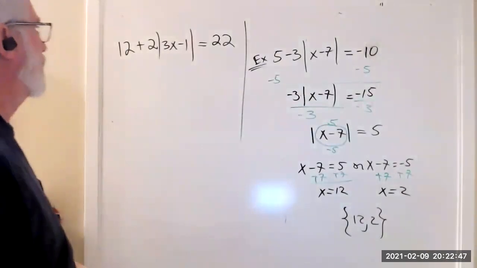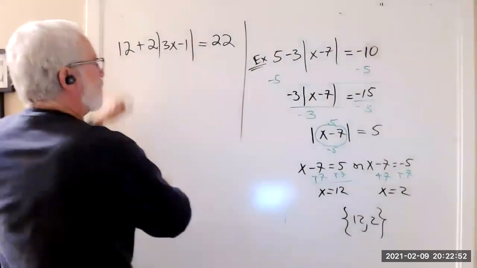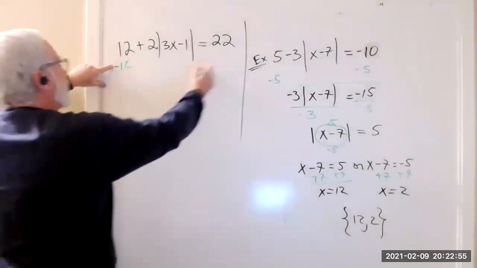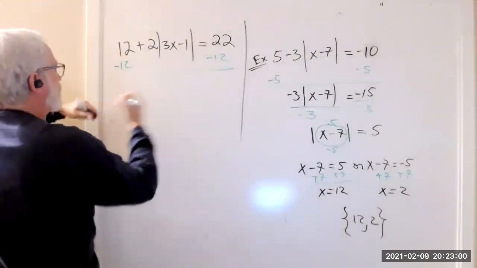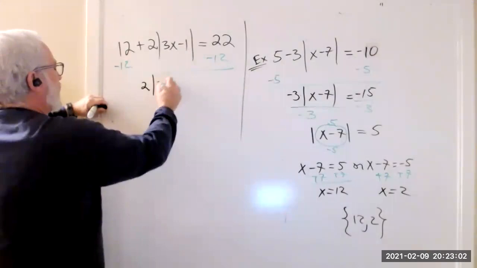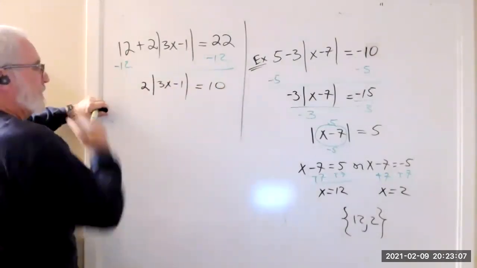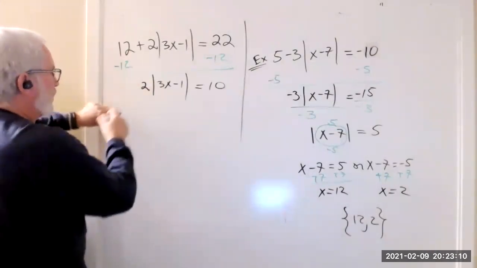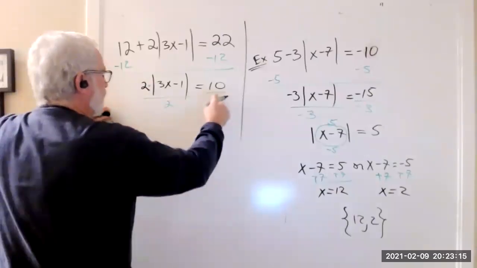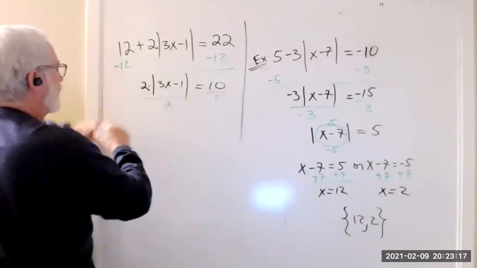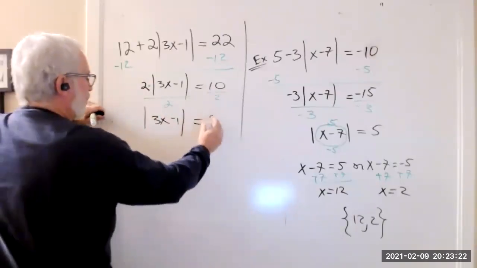Okay. So if we follow what I did over here, I'm going to take 12 away from both sides. So that's going to give me 2 absolute value 3x minus 1 equals 10. Now I'm still not isolated. I've got to get rid of the 2, but I know that it's 2 times, so I divide by 2, divide by 2. That gives me absolute value of 3x minus 1 equals 5.